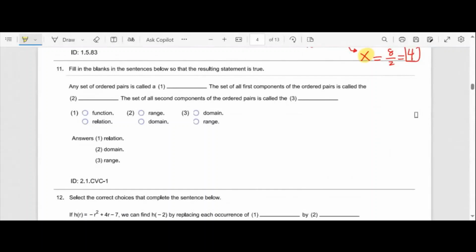Number 11. Fill in the blanks in the sentences below so that the resulting statement is true. Any set of ordered pairs is called a relation. The set of all first components of the ordered pairs is called the domain. The set of all second components of the ordered pairs is called the range.